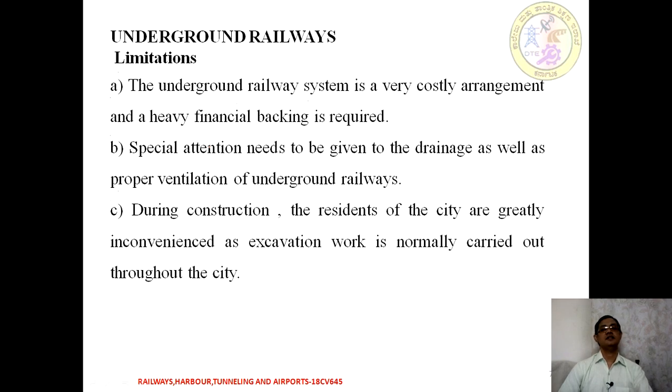A limitation of underground railway is that the cost to construct this underground is going to be somewhat higher as compared to the other types of networks. Special attention has to be taken with respect to two criteria, one is drainage, and another is ventilation, because proper ventilation and drainage have to be continuously monitored for the safe operation of the network. During construction, the residents of the cities are greatly inconvenienced because of excavation. That is carried out normally throughout the city. So that is somewhat of a hindrance it causes for the surface mode, as it has been cut open.